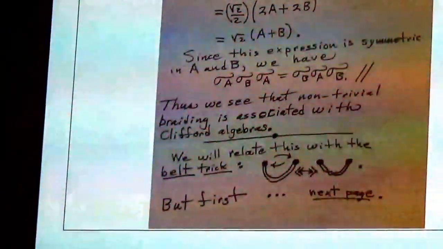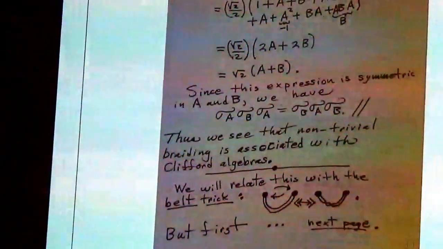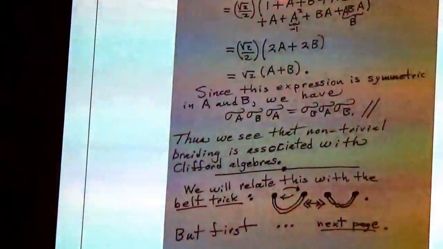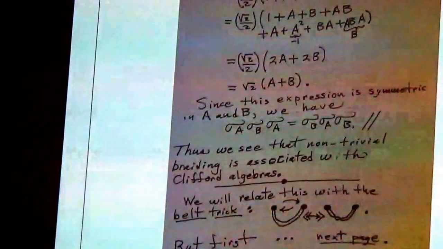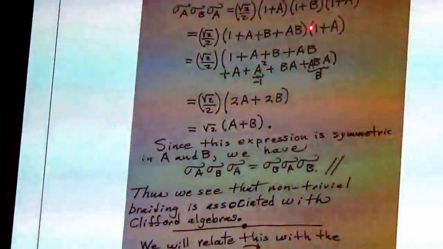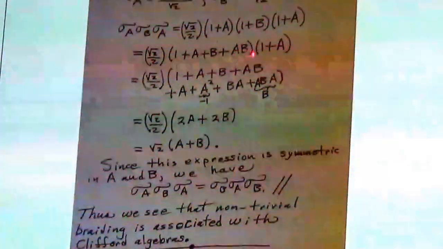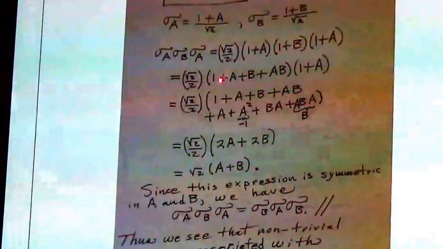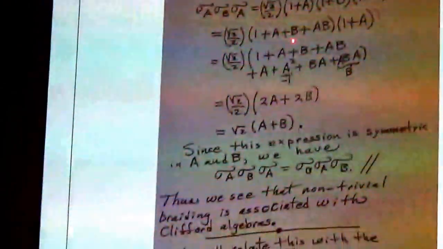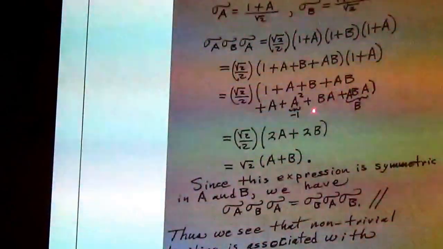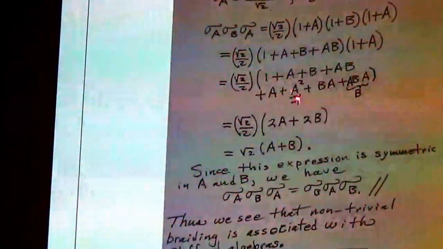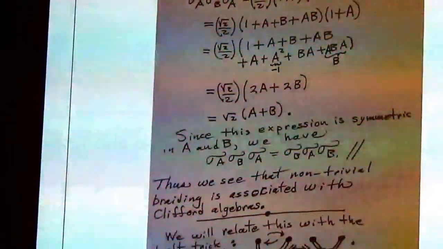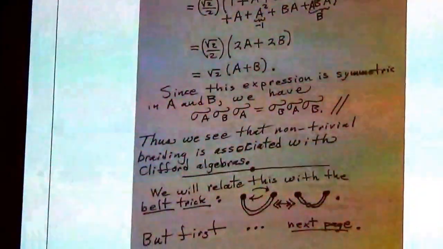This is as simple as I could make it. I was trying to make it simpler than it was before, and I managed, but it's still a little bit of algebra. You multiply these two together, you get 1 plus A plus B plus AB, right? And then you multiply by 1 plus A, and you get 1 times it, and then you get A times it. A squared is minus 1, BA, ABA, ABA is B. Collect terms, AB and BA cancel, the minus 1 cancels, and you're left with 2A plus 2B. Couldn't be much simpler than that.